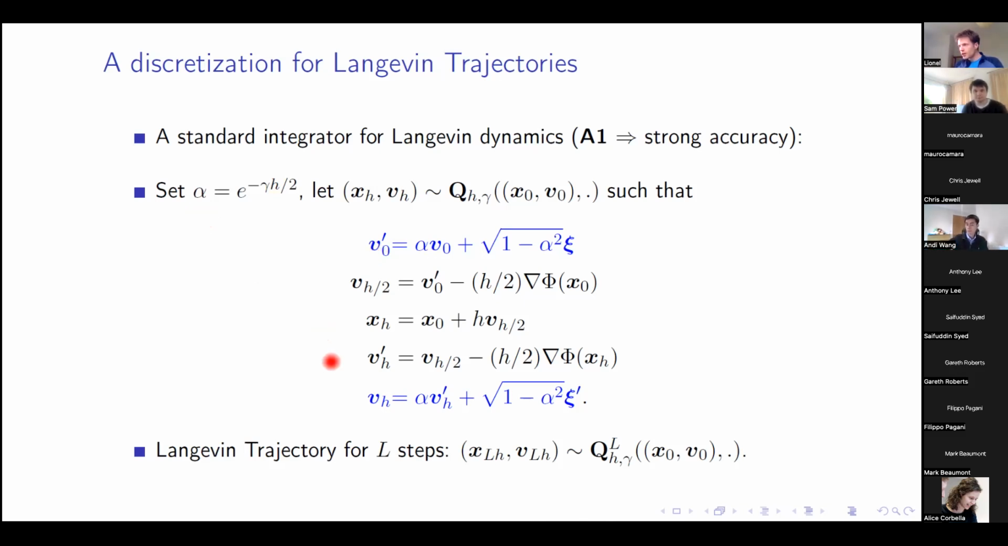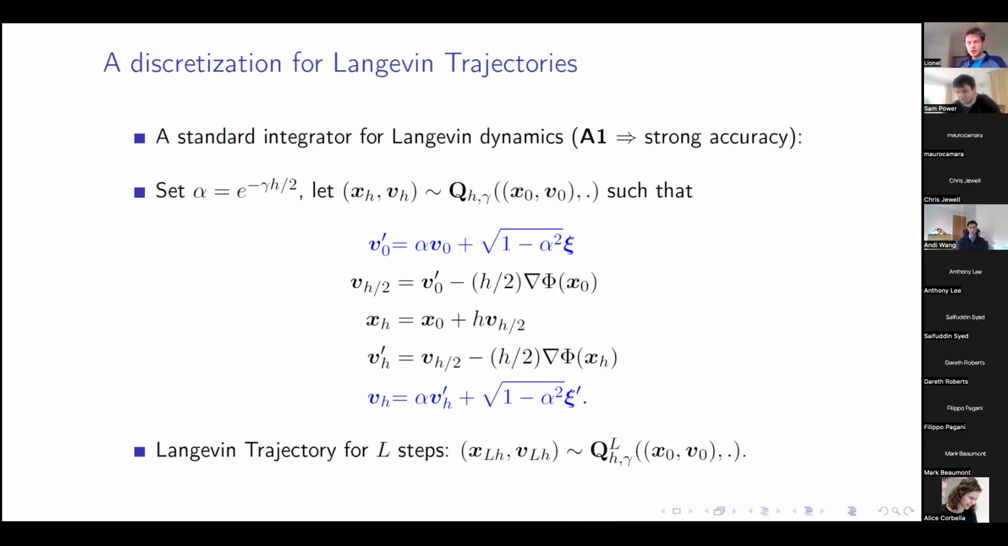So we'll somehow characterize this update through a Markov kernel, Q_{h,gamma}. Right? And so this Markov kernel, as you can see, if gamma is equal to 0, it's just a Dirac mass, it's just deterministic leapfrog, right? If gamma is strictly positive, it has a density with respect to Lebesgue measure on R^{2d}. And so we will now build this algorithm by proposing, instead of a numerical Hamiltonian trajectory, a numerical Langevin trajectory for L steps by composing this kernel L times.